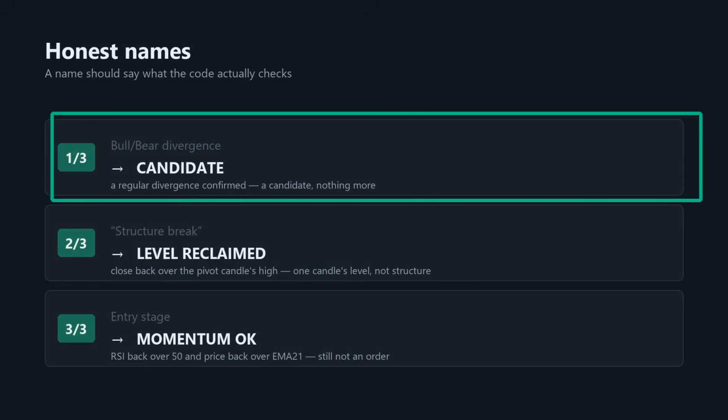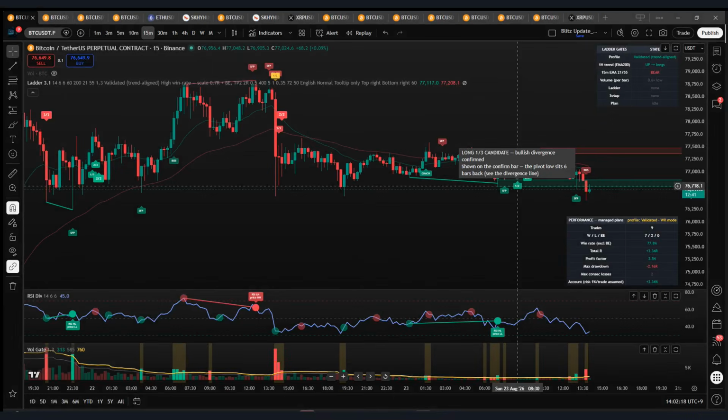1 of 3, candidate. A regular RSI divergence just confirmed. Price made a lower low, RSI made a higher low. It's a candidate, nothing more. Hover the marker and the tooltip tells you the pivot sits 6 bars back, where the divergence line points. That's a fix, not a detail. The old version drew this label on the pivot bar itself, 6 bars in the past, as if the signal had been there all along.